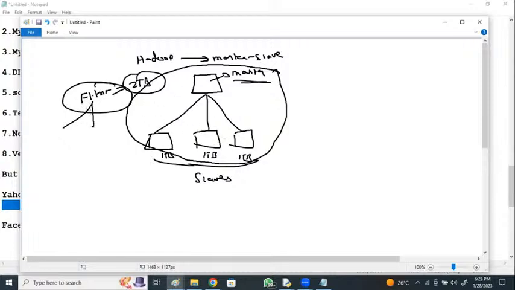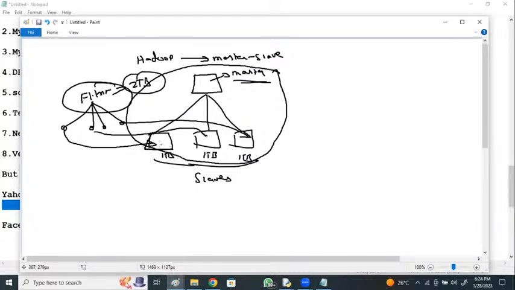So in Hadoop, data is going to be split into smaller parts. The first part goes in one system, the second in another system, and the third in another system. That means distributed storage. The data is distributed across multiple systems and processed by multiple systems.